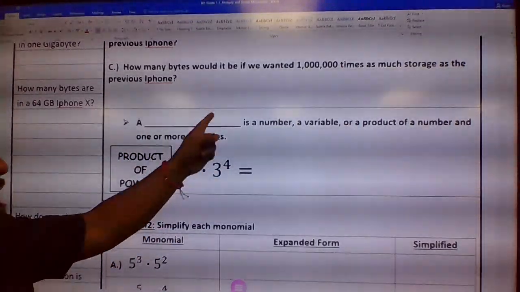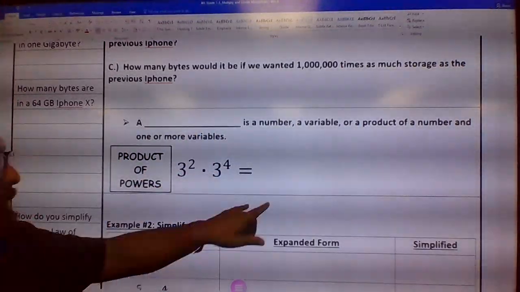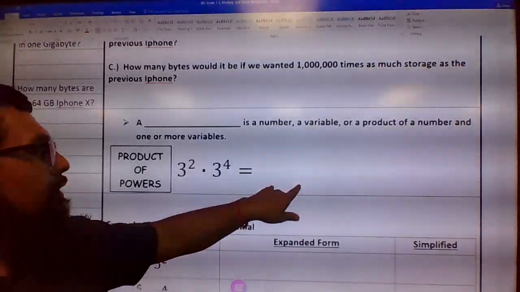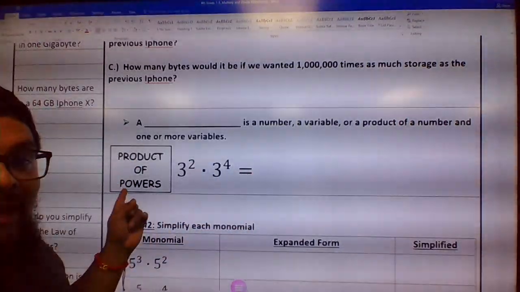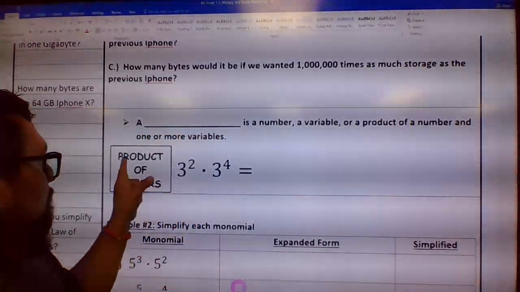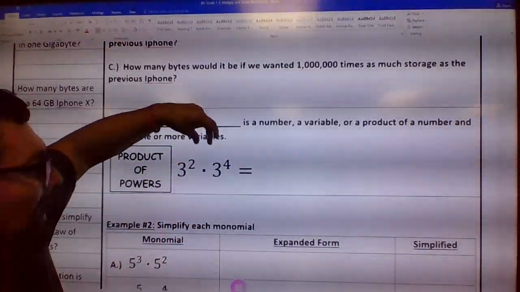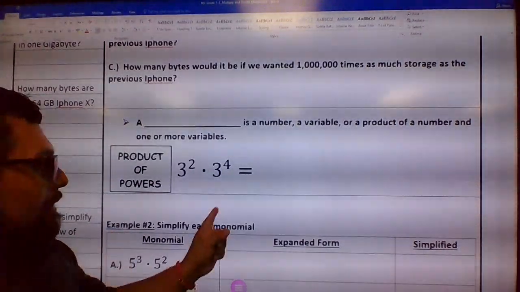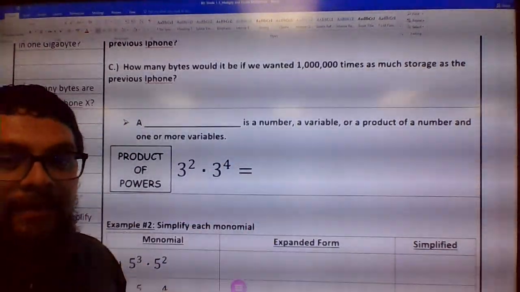This is a monomial. These are monomials. So the monomial here was going to be 3 to the sixth, and we found the shortcut. The shortcut was you add the exponents. When you're multiplying these like this, all you do is just add the exponents, right? And so right here, you're going to get 3 to the 6th.